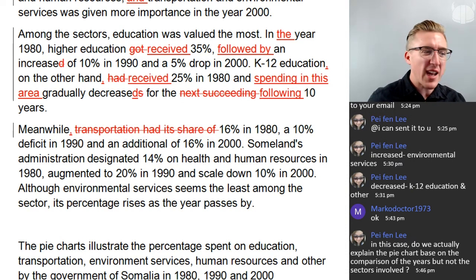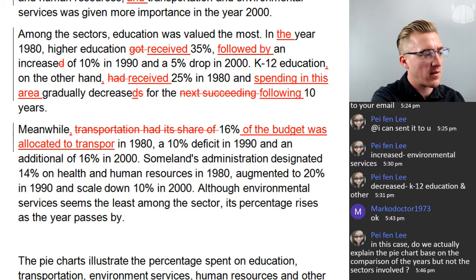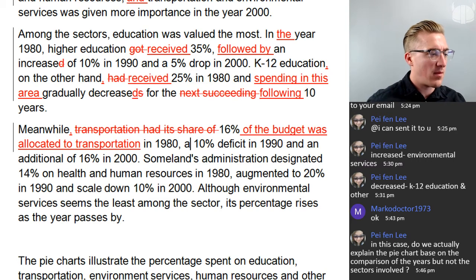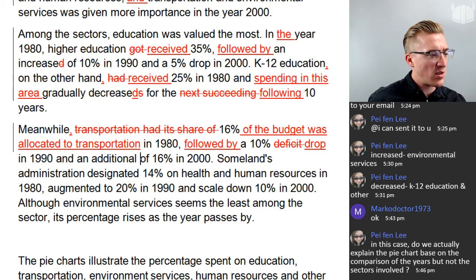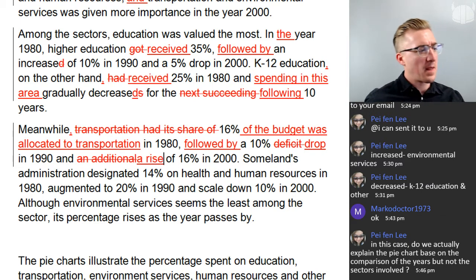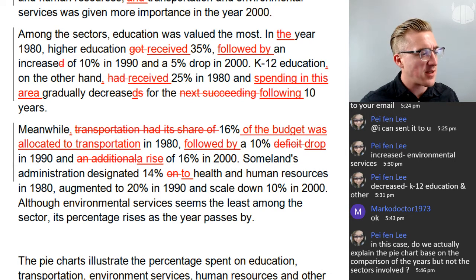I know you want to get some variety. You probably don't want to say received again, but let's say 16% of the budget was allocated to transportation in 1980. Again, followed by a 10% deficit in 1990, and an additional, let's say a rise of 16% in 2000. Summerland's administration designated 14% to Health and Human Resources in 1980, augmented to 2000.